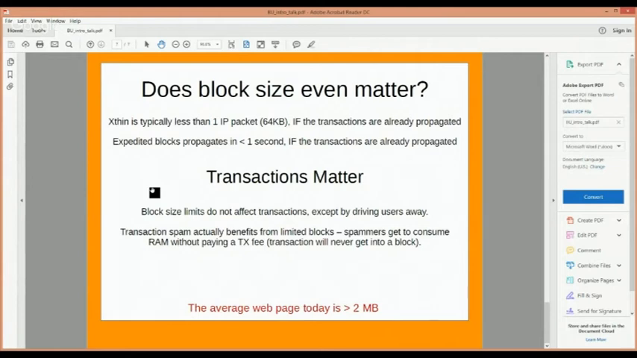And then I just want to leave you with the idea that the average web page today is greater than 2 megabytes. So it seems unbelievable that Bitcoin can't scale beyond 1 MB per every 10 minutes. How many websites can you load on your machine in 10 minutes, right? Probably like 100 if you were really clicking away. So that's it. That's all I wanted to talk about. I think we can open it for questions.